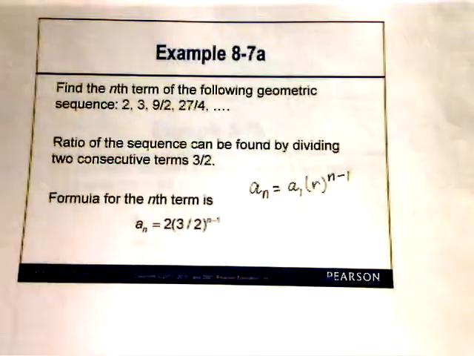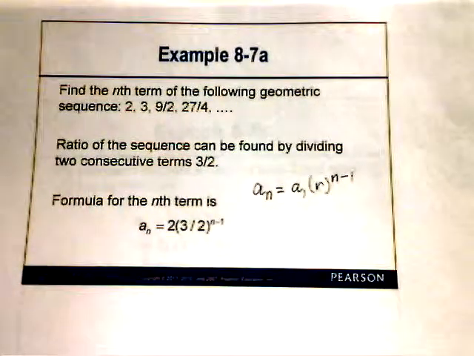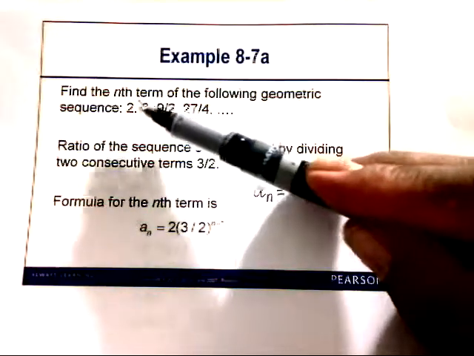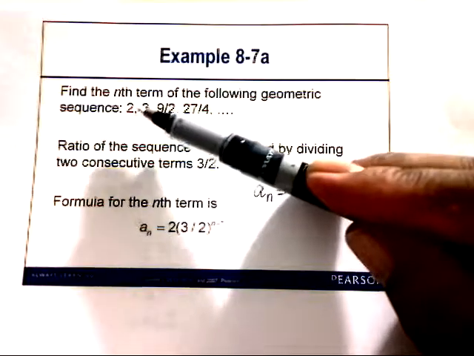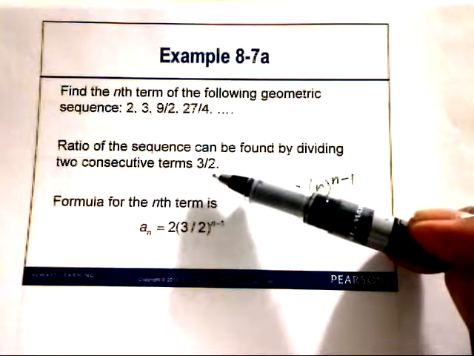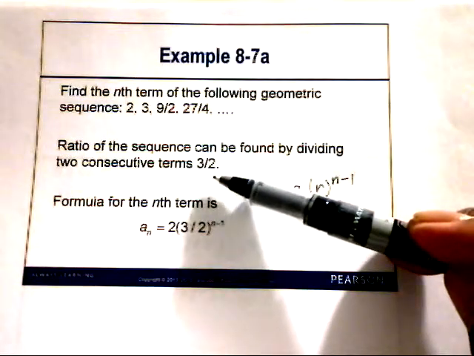Okay, here we're looking at a geometric sequence, 2, 3, 9 halves, 27 fourths. Here we want to find the nth term of the geometric sequence. In this case here, the ratio of the common sequence can be found by dividing two consecutive terms. If I do 3 divided by 2, those are two consecutive terms, and those are the easy ones to do. So if I do 3 divided by 2, that's going to be 3 halves. So 3 halves is your common ratio.